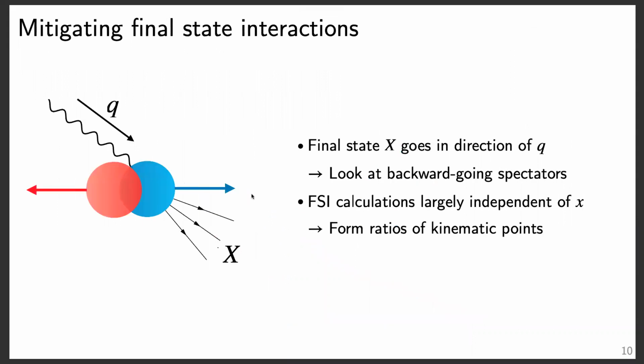So one thing that's very important when thinking about trying to perform these types of measurements is trying to mitigate the effects of final state interactions.